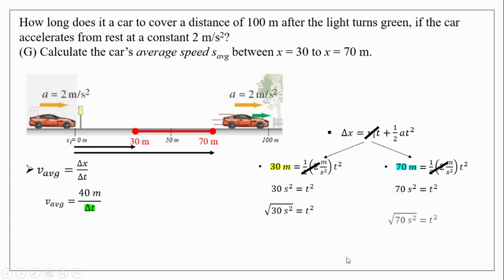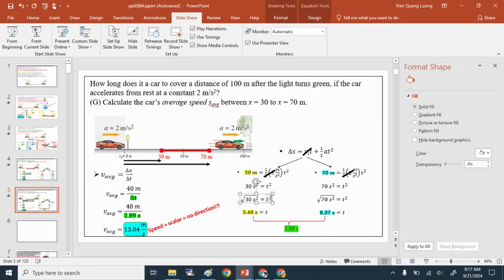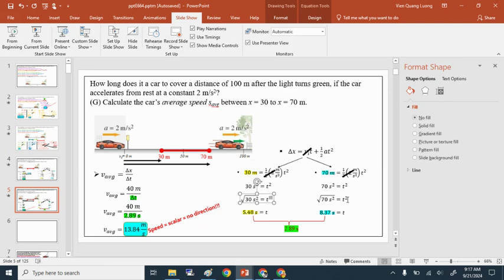Okay. Therefore, excuse me, I made a mistake here. I forgot to take out the square. Excuse me, let me fix that real quick. Okay. Bam, let me fix that real quick. Oh, no, not the whole thing. I just need to erase the t, okay?